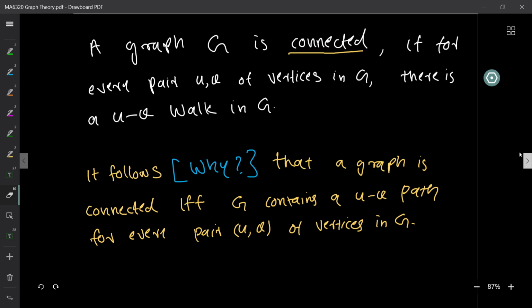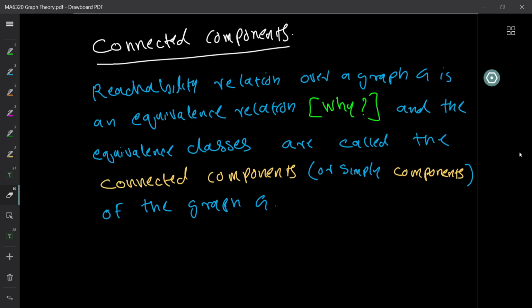Now, the connected components, as I mentioned just before, are the equivalence classes under this reachability relation. Again, that reachability is an equivalence relation is something that you should prove. Now, given a graph, how do these components look? When you're looking at the graph as a diagram, one can also try to visualize this relation.